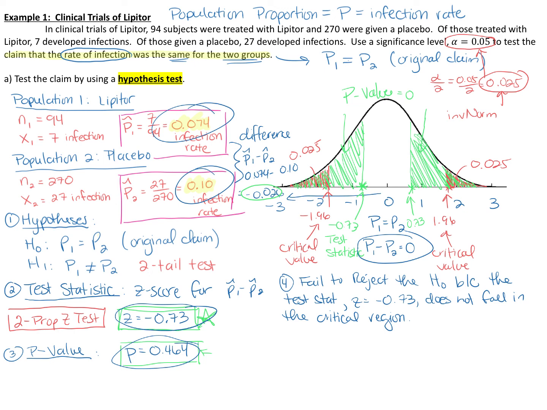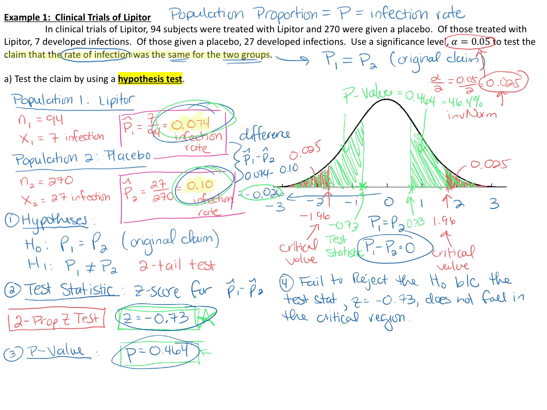In fact, it has an area of 0.464, which is approximately 46.4%. So there was a 46.4% chance that we would have seen a difference similar to the one that we got in our sample. Therefore, the fact that we saw a difference was just due to chance, not because there is a true difference in the two infection rates. And hopefully you can also see visually that the total green shaded region in the graph is much larger than the total red shaded regions.